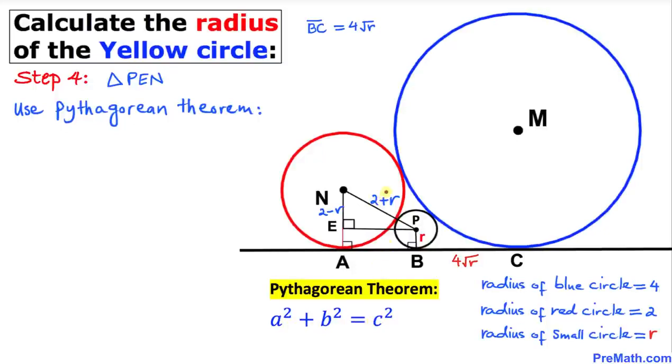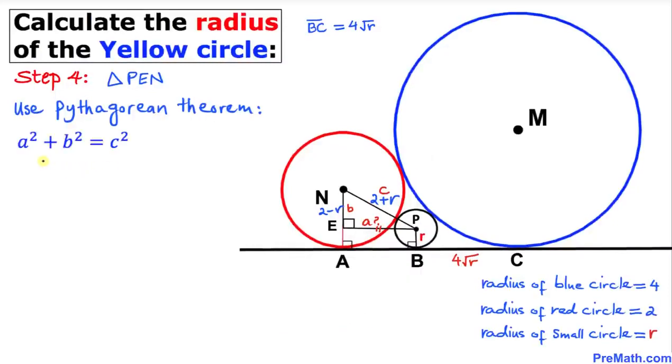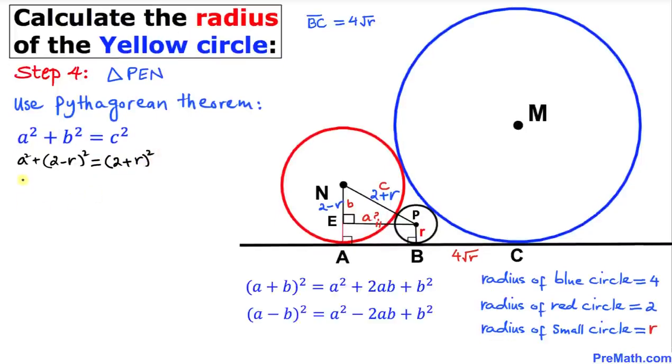So in this given triangle, the longest leg is going to be c. This side is a, which we don't know yet, and this side is b. And here is our Pythagorean formula, a square plus b square equal to c square. Let's go ahead and fill in the blanks. A square we don't know, plus b in our case is (2 minus r) square, equal to c in our case is (2 plus r) square. And let's go ahead and simplify that.